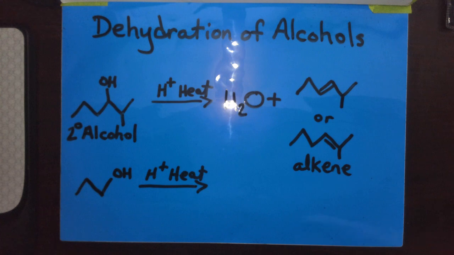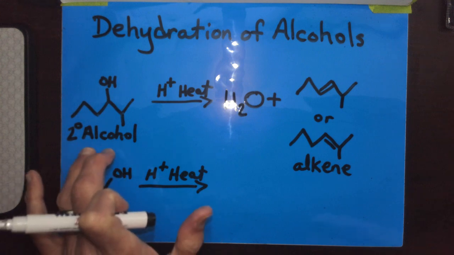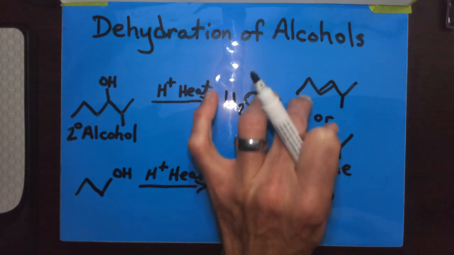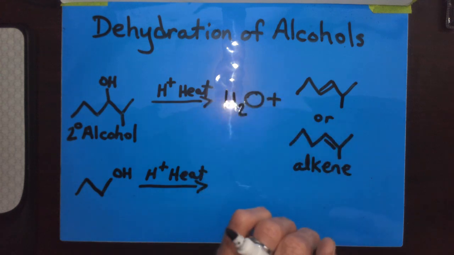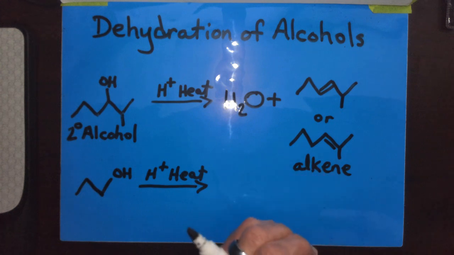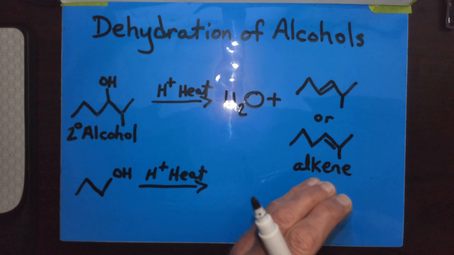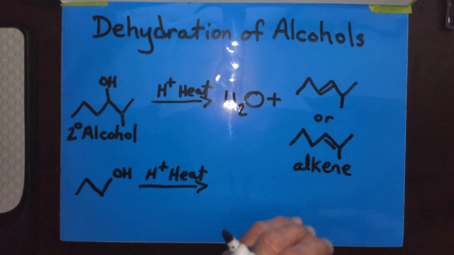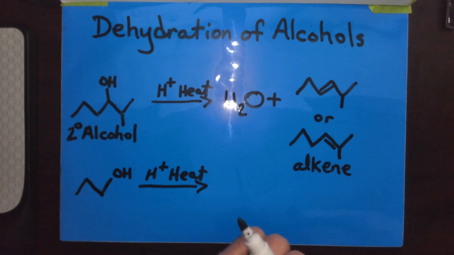What we find is that when a secondary alcohol goes through dehydration, both products can be formed, but one is considered the major product, so the majority of the time this is what is produced, while a little bit of the other is produced. So the major product is the one that is formed by removing the hydrogen, okay, from the carbon atom that has a fewer number of hydrogen atoms.